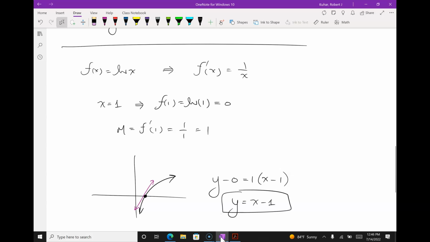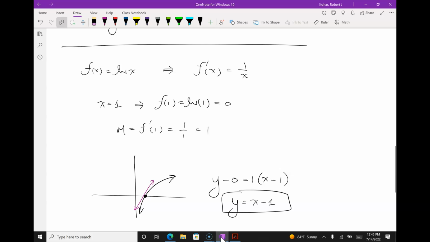Yeah, so if I give you an x coordinate, you need a y coordinate on the curve. So I plug my x coordinate into the original function to find the y coordinate. So ln 1 equals 0, yes, is the y coordinate. Remember, y equals f of x is a y value. Nice, right? Pretty cool.